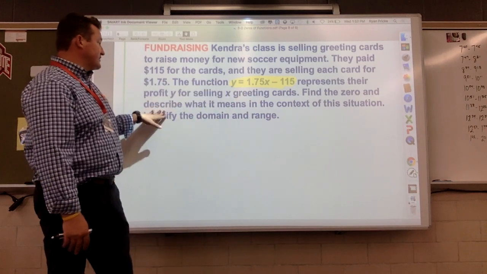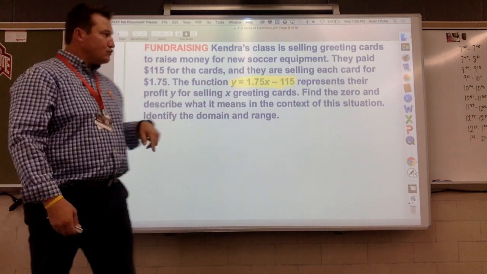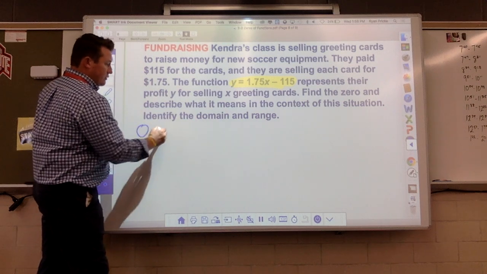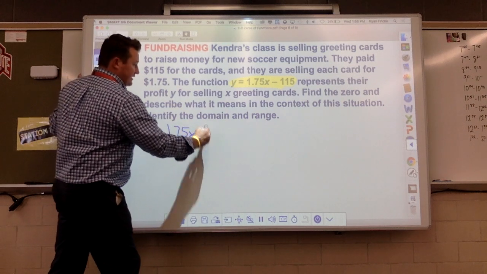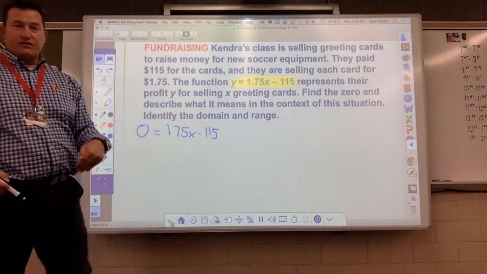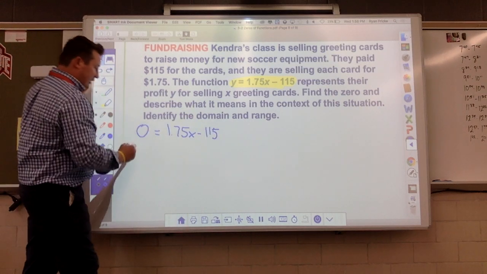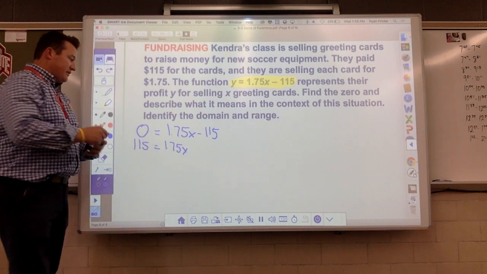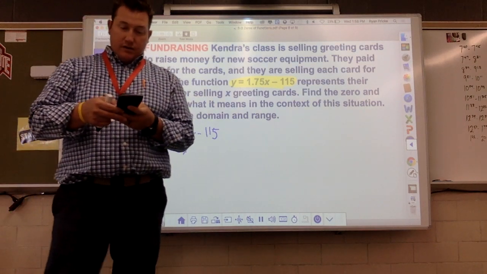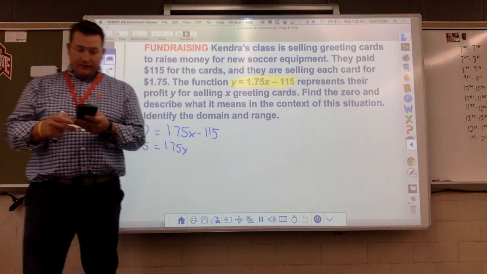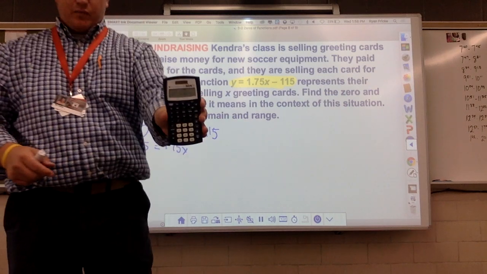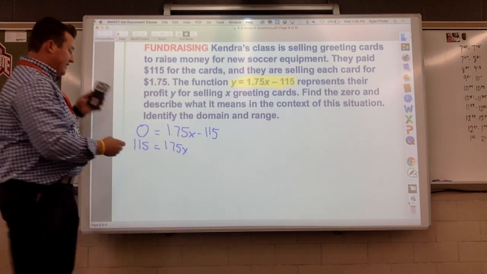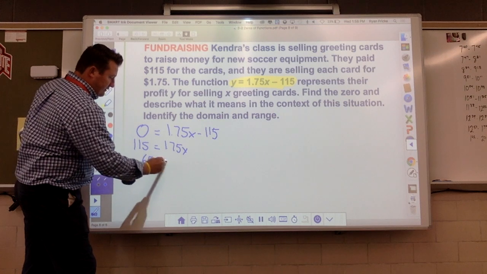Okay, so first things first, find the zero, describe what it means. We can do that. So set 0 equals 1.75x minus 115. So solve this equation for x now. So we're going to add 115, and now we just have to divide by 1.75. I have no idea what number that is in my head. My Kendrick calculator is not working this late in the day. Ooh, I got a bad number. Y'all see that? Ooh, yeah, there you go. Okay, that's what I got. So 65.7. We'll talk about what that means here, I guess.